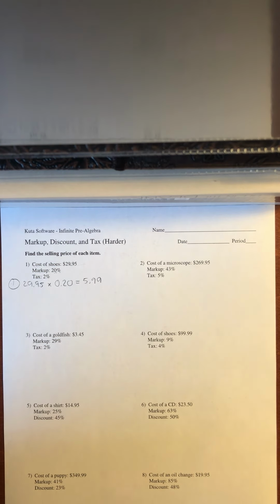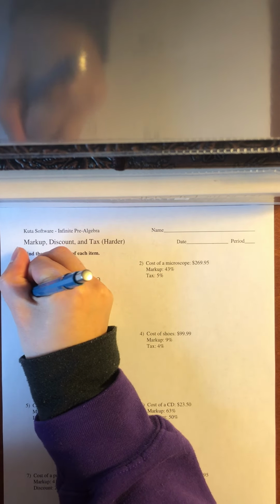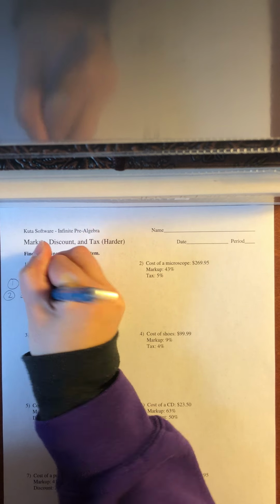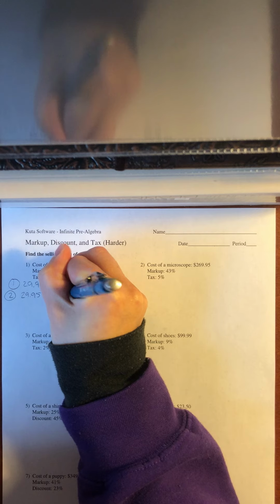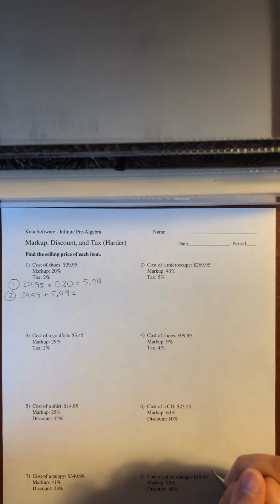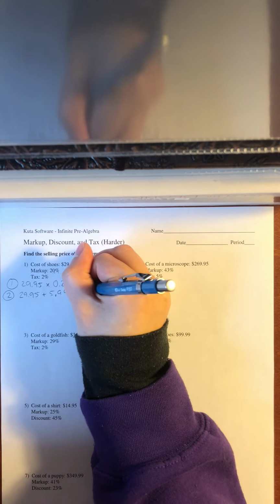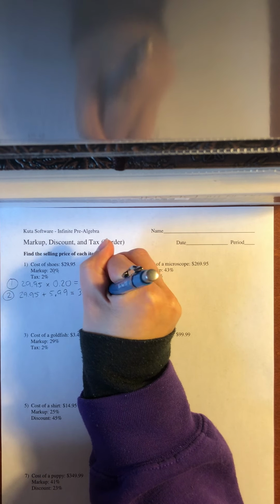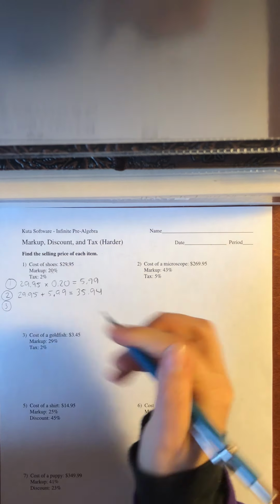So now we have to figure out what is the cost of the shoes after that markup. So we have to take the original cost of the shoes, which was $29.95, and we have to add $5.99 because that was the cost of the markup. So if you do $29.95 plus $5.99, you're going to get $35.94. We're not done yet though because we still have to do the tax.